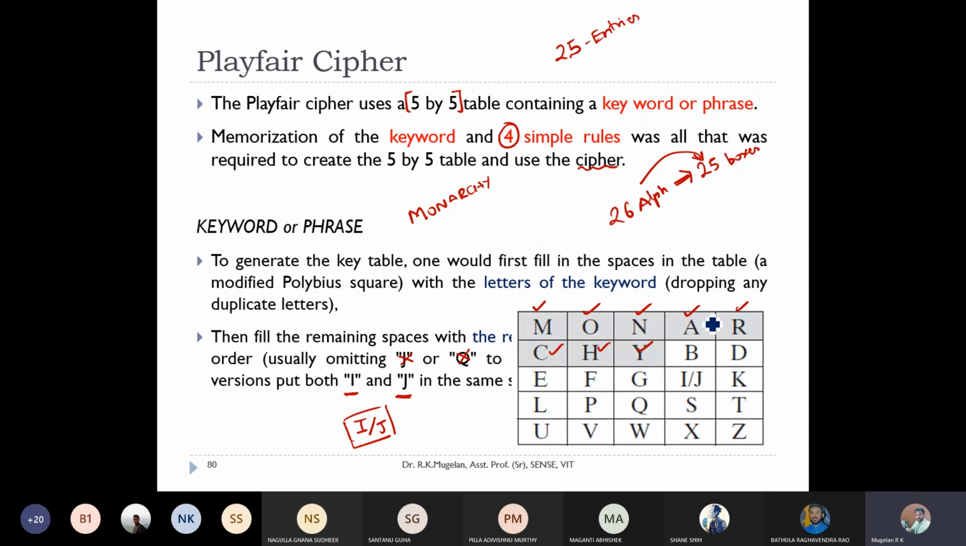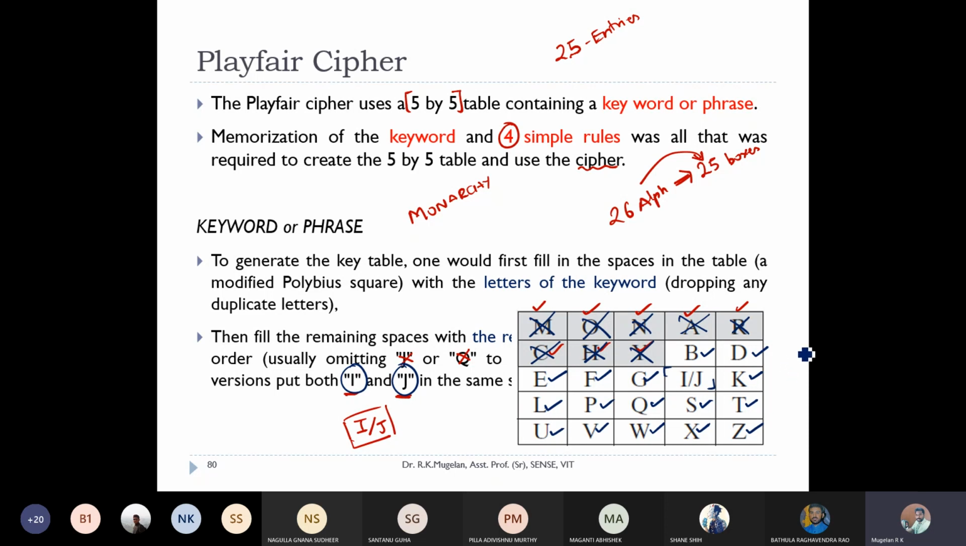Now I'll start filling my next empty boxes with the letters which are not present in the keyword. A is there, so I won't start with A. B, C is present here. Next is D, E, F, G, H is already present, so I won't write. In this case, I'm using the second condition, that is I'm going to place I and J in the same box. Then K, L, M is present here, N is here, O is here, then P, Q, R is here, S, T, U, V, W, X, Y is present here, and Z. This is how they will be filling the boxes.